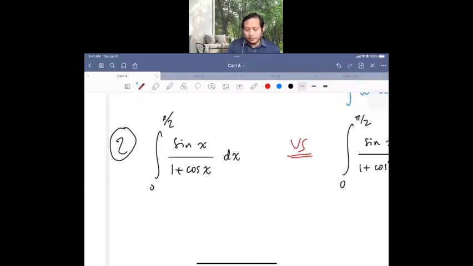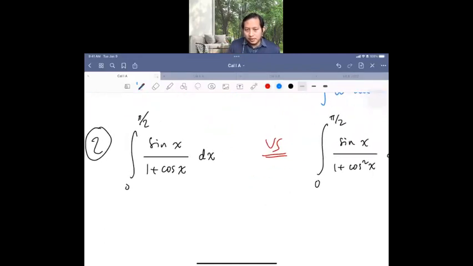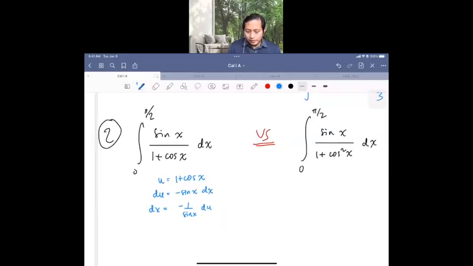Let's start from the left one. For me, the left one is easier because you can substitute u equals 1 plus cos x entirely, and then du becomes negative sine x dx. So dx will be negative 1 over sine x du.